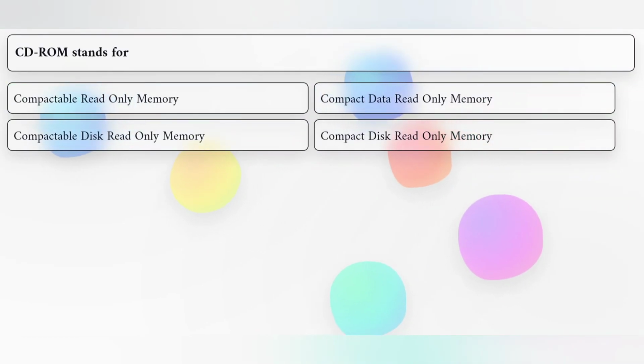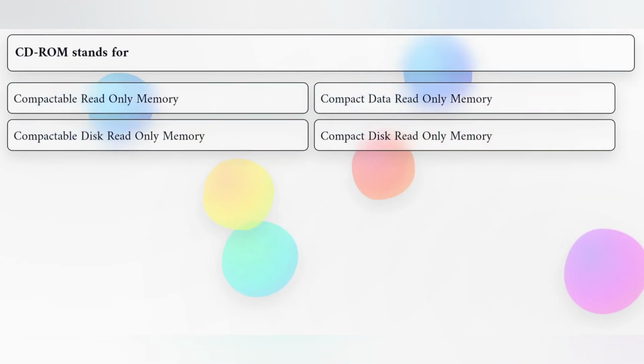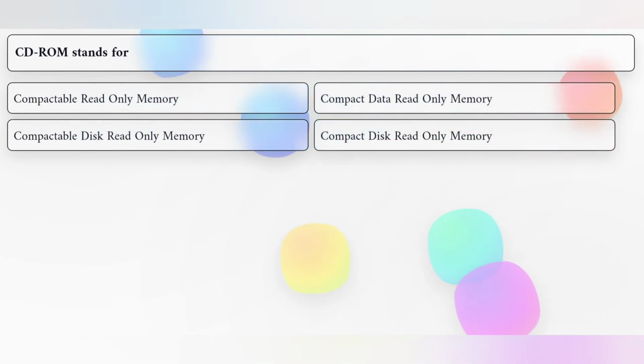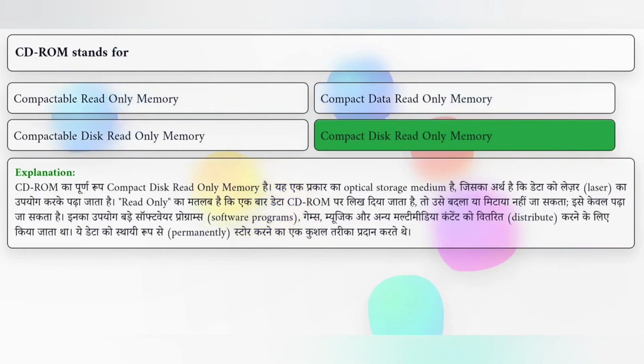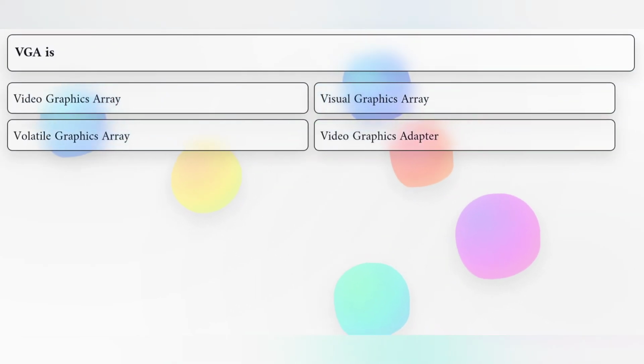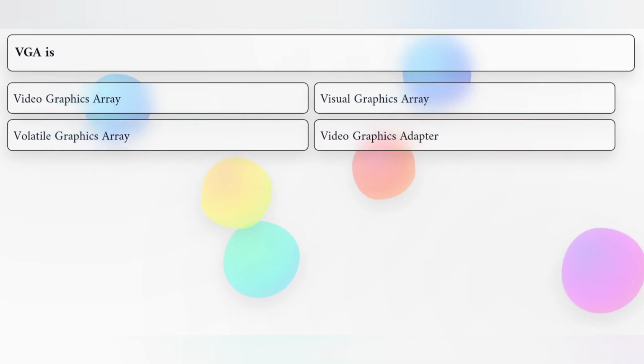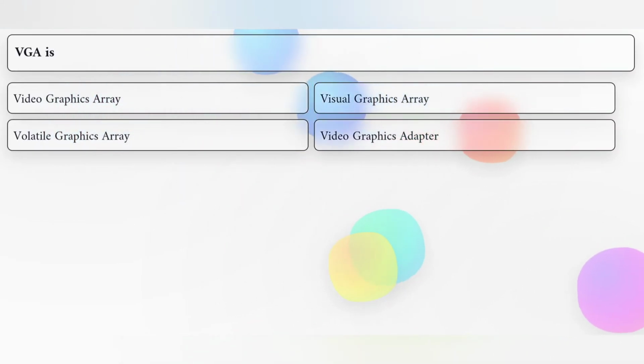CD-ROM stands for Compactable Read-Only Memory, Compact Data Read-Only Memory, Compactable Disk Read-Only Memory, Compact Disk Read-Only Memory. VGA is Video Graphics Array, Visual Graphics Array, Volatile Graphics Array, Video Graphics Adapter.